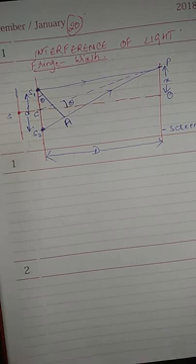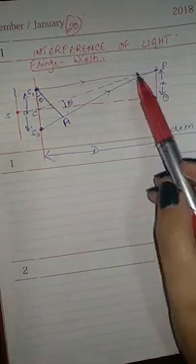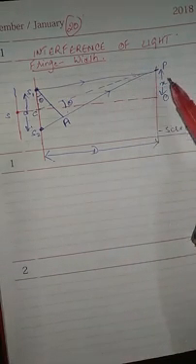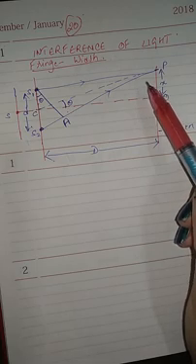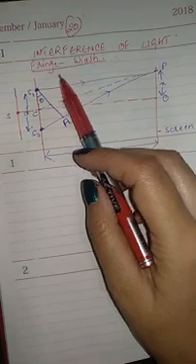Hello students. In school, I was doing this chapter, interference of light. I've completed a few of the topics. The topics which are left from this chapter, I will be doing online itself. The topic which is left is fringe width.